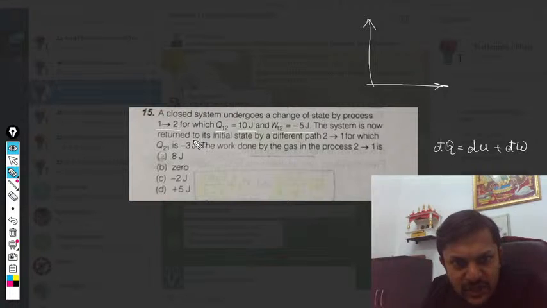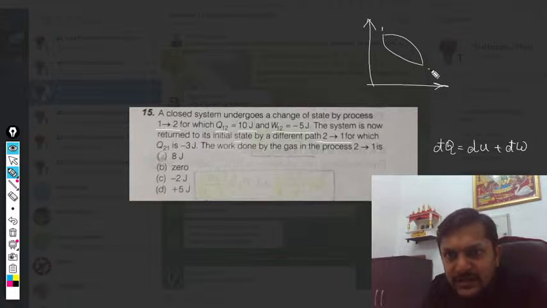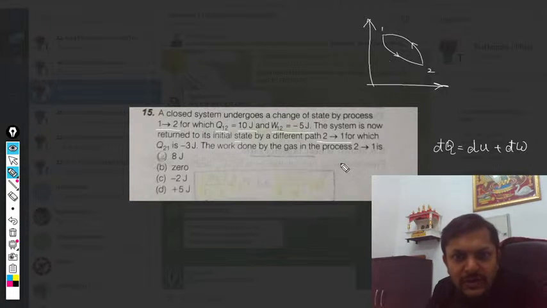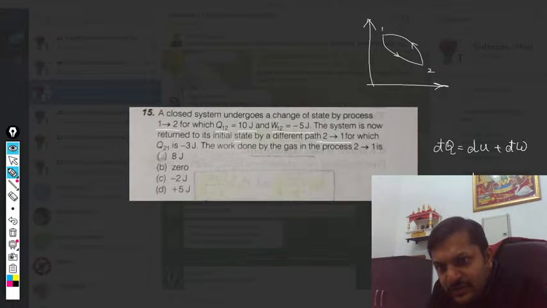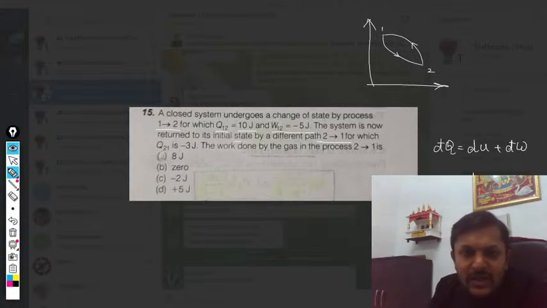Now the system is returned to its initial state by a different path. So one path should be like this, another should be like this. This is 1 and 2. So these are its paths, 1 to 2 and 2 to 1, for which the heat is this. So in the first case, two things are given. So delta Q is plus 10, and work is minus, so dU will come out to be 15 joule here. Now I will use this dU in our second equation. This is my case number 1.